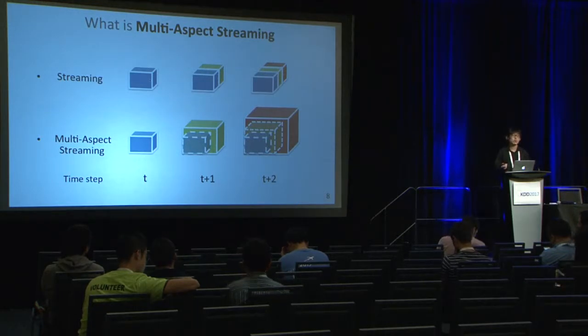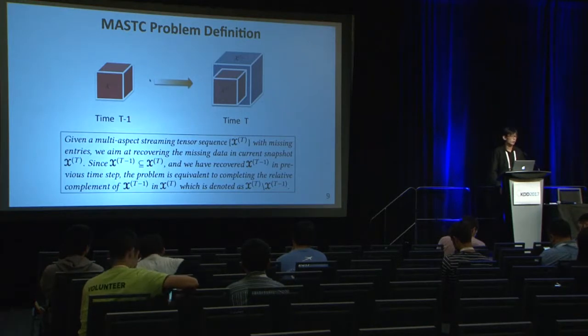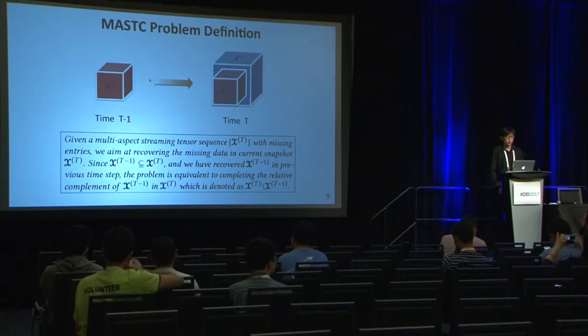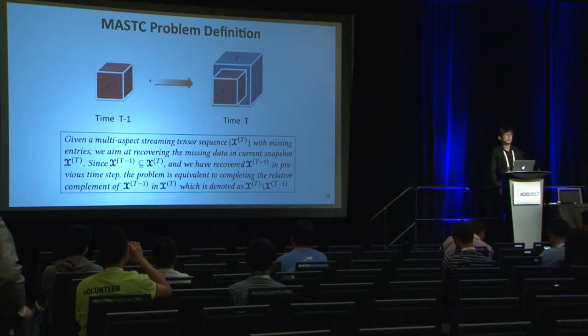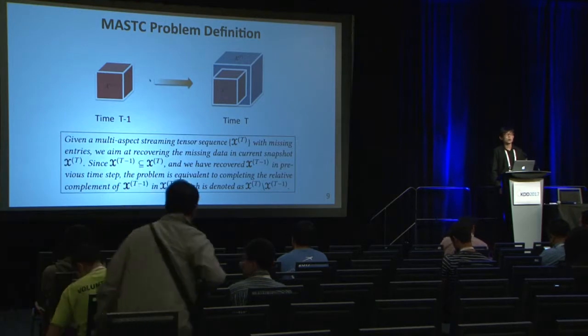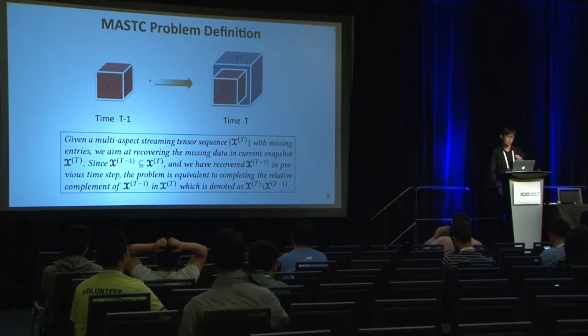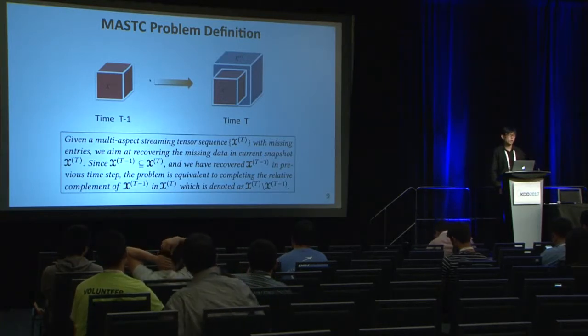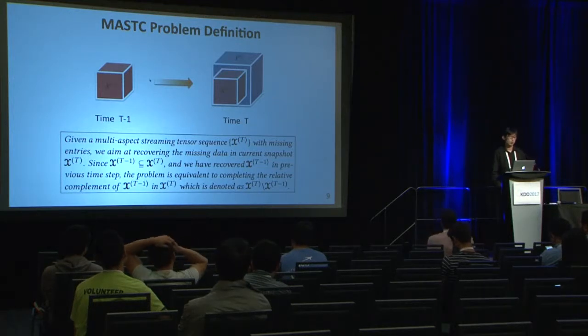Combined with the tensor completion problem we have already introduced, now let's give a formal definition of the multi-aspect streaming tensor completion problem we studied in this paper. Given a multi-aspect streaming tensor sequence with some missing entries, we aim at recovering the missing data in the current tensor snapshot. This figure gives two consecutive time steps in the tensor sequence. Suppose we have already got a small red tensor at time t minus 1, and it increased to a larger blue tensor at time t. Our goal is to recover the missing data in the big blue tensor, which is equivalent to recovering the incremental part in this blue tensor, since we already assume we recovered the small red tensor at the former time step.